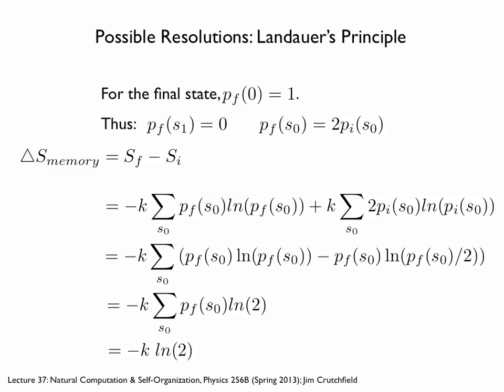And since we're going to map each 1 microstate to its twin 0 microstate, the probability of each 0 microstate is twice its initial probability for the final. And then we just evaluate the change in entropy of the memory. We have the entropy of the final minus the entropy of the initial. We have the sum of these two here, and then we use this relation to substitute in for pi here, and then we end up with this sum over the 0 states of the final probabilities. And it turns out that this all works out to just be a change of minus k log 2 of entropy. So the change in entropy of the memory is minus k log 2.